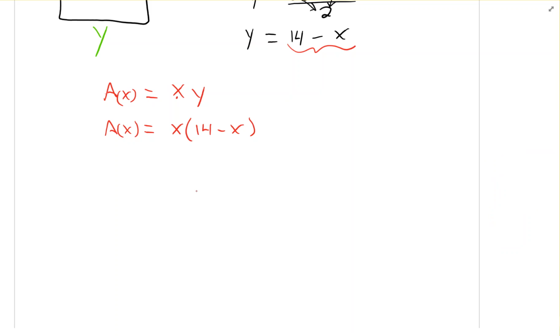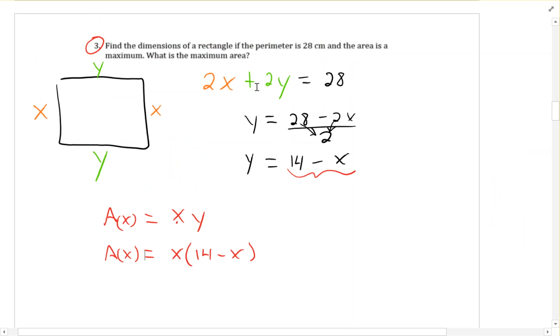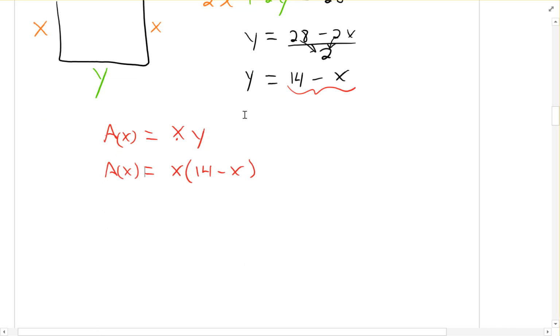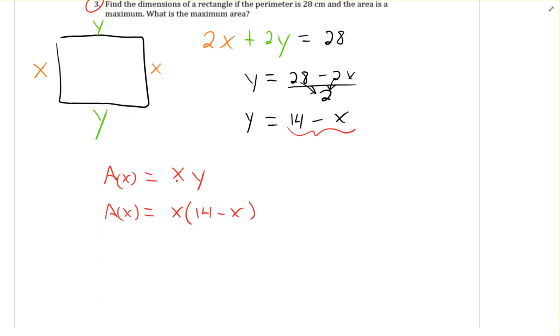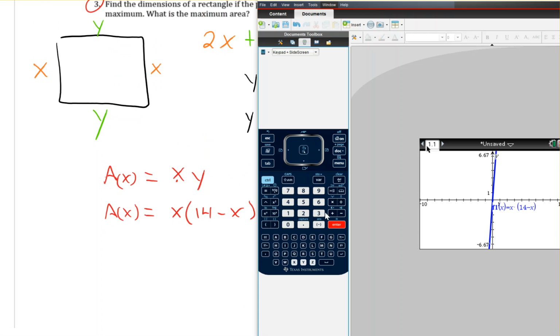Let's think about the numbers that we're dealing with here for a minute. So 2 times something plus 2 times something else equals 28. So what I've probably got is like 2 times 10 and 10. So let's make this go 10 times 10 here, 10 for x and 10 for y. So 10 times 10, that'd be 100. So let's make our maximum 100.